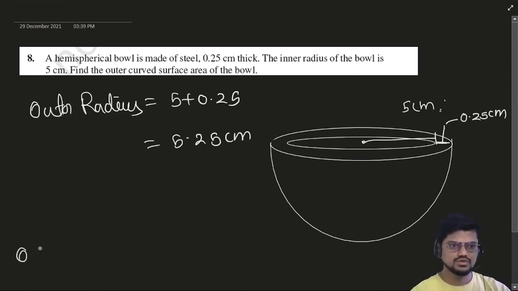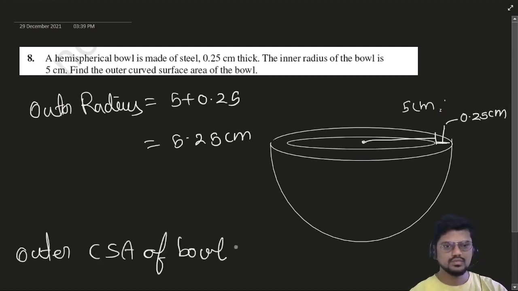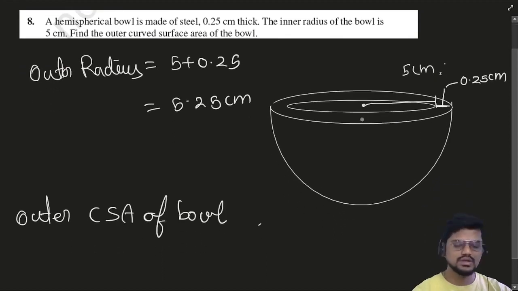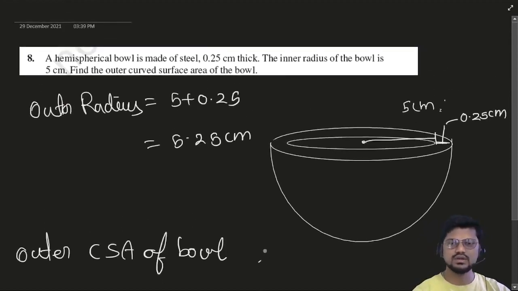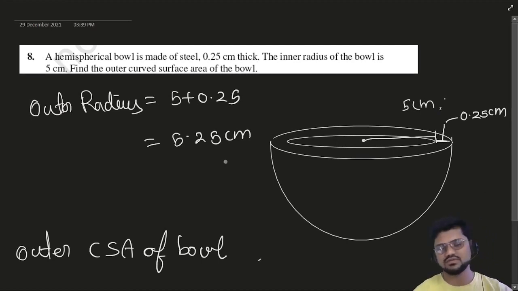Again, if you want to find the outer curved surface area of the bowl... no, only the outer area. The outer radius we have found. The next thing they have asked is: the inner radius of the bowl is 5 centimeter. Find the outer curved surface area of the bowl.